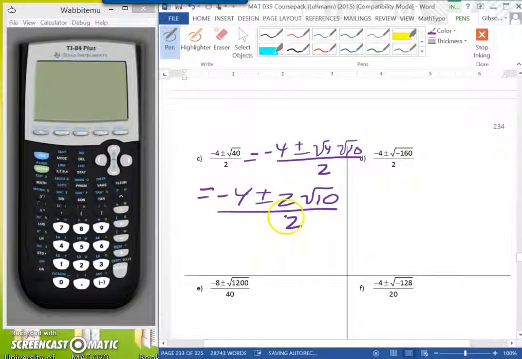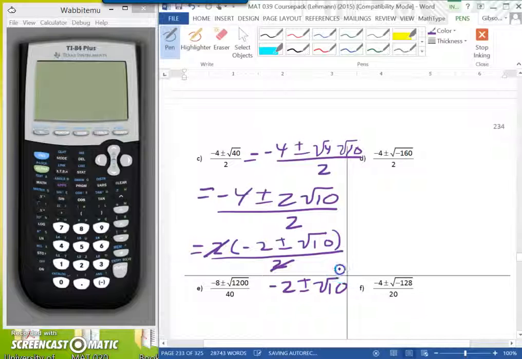Okay, class, picking up where we left off, we were supposed to factor out a 2 from our numerator. So we factor out 2, that will leave us negative 2 plus or minus the square root of 10 all over 2. Now we know these 2's will simplify out. And then our final answer here, I'm going to write it down here for lack of space, will be negative 2 plus or minus the square root of 10. This will be our final answer for C.